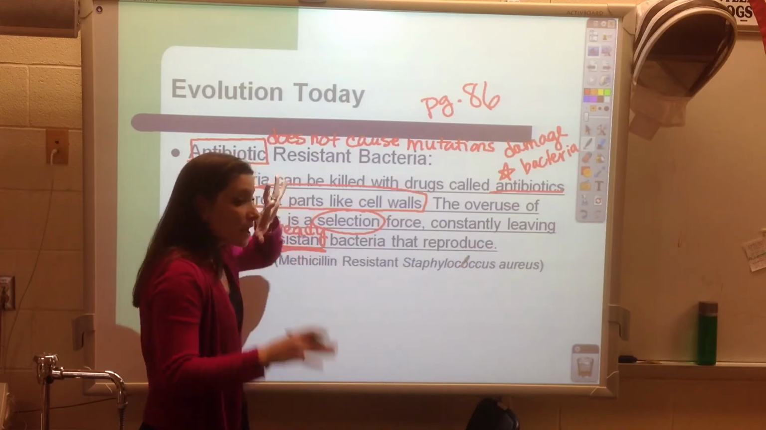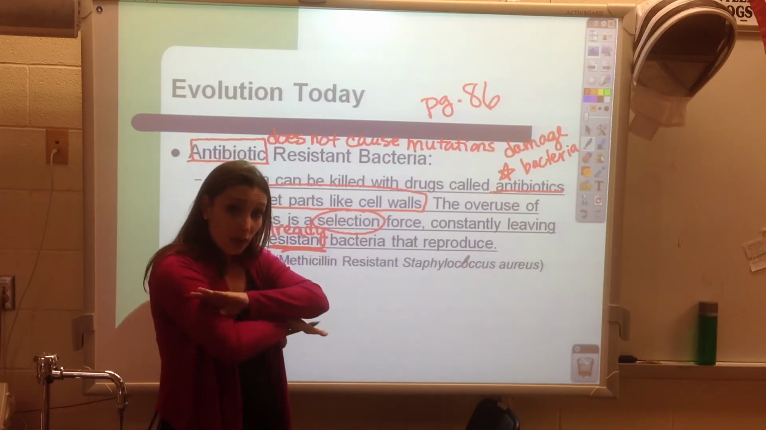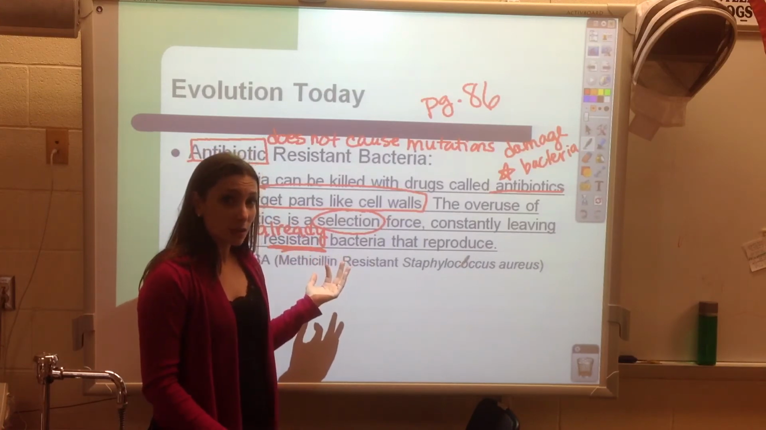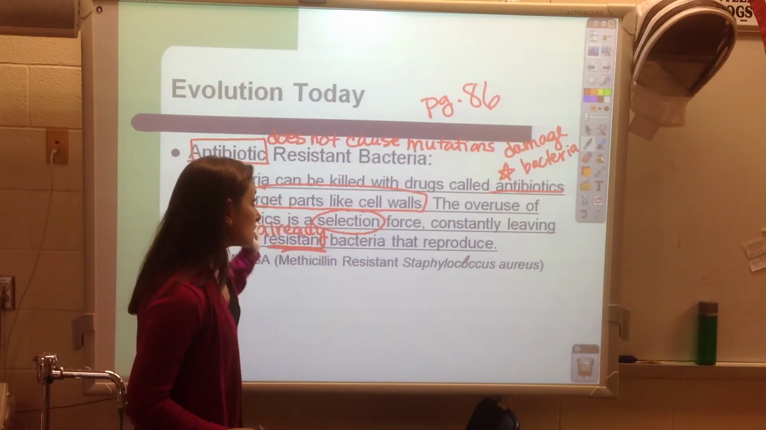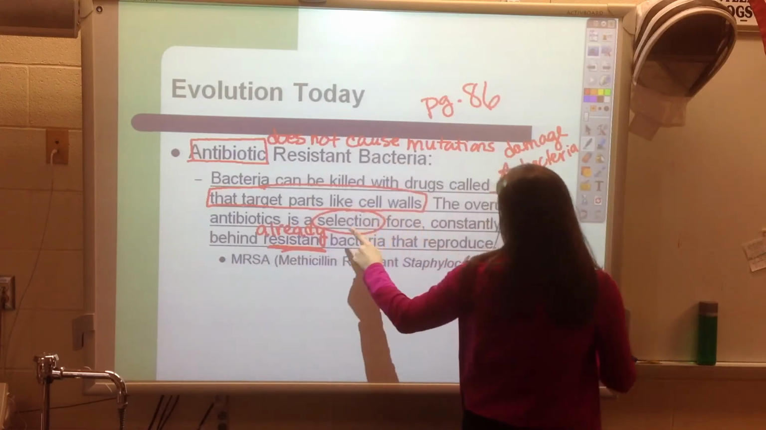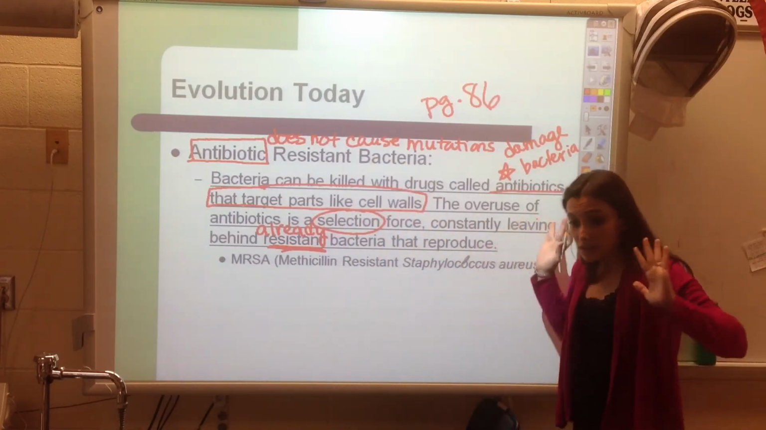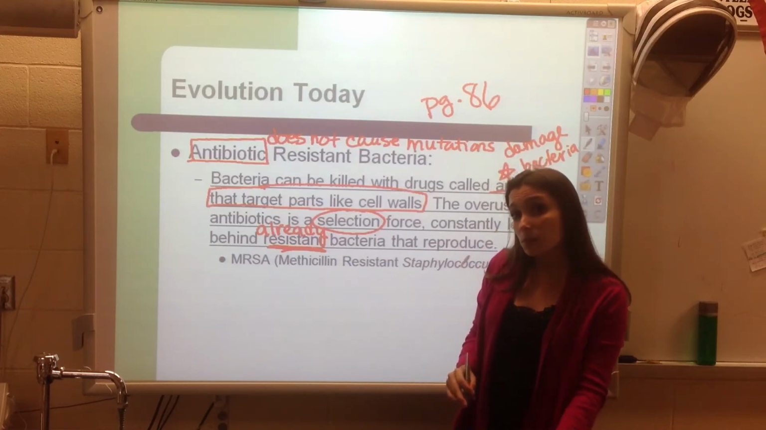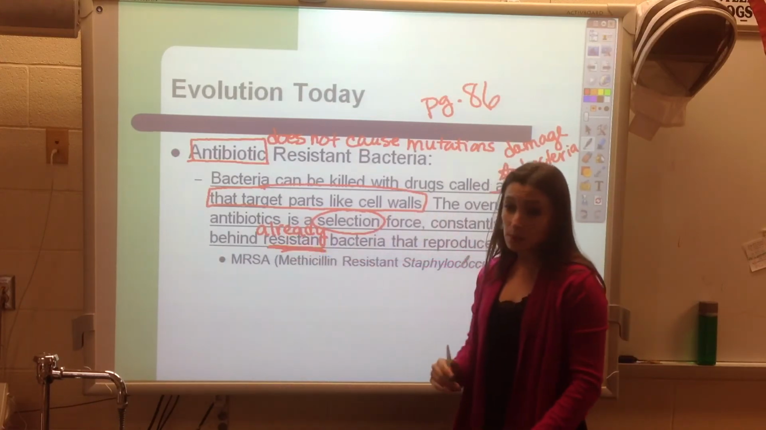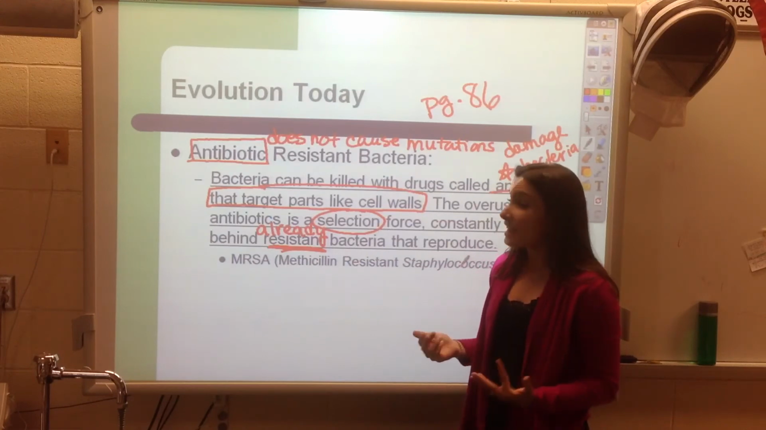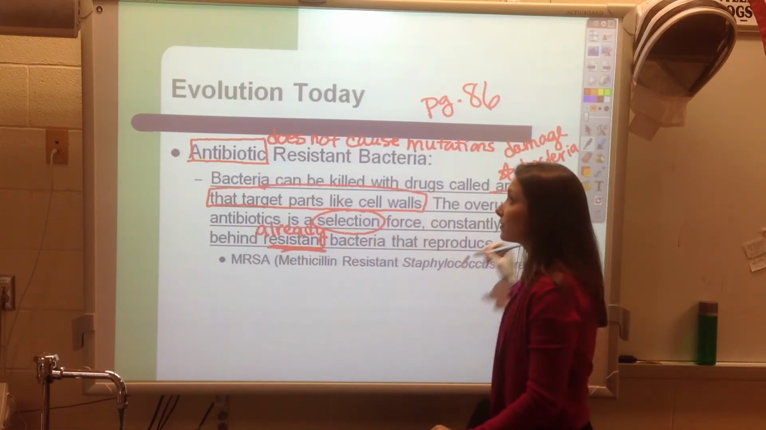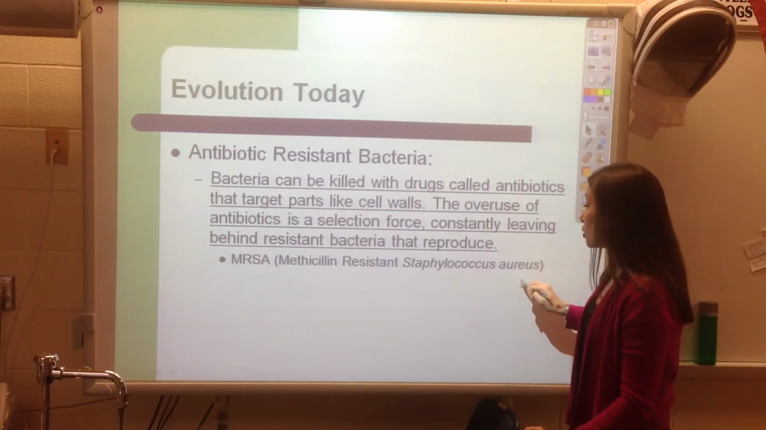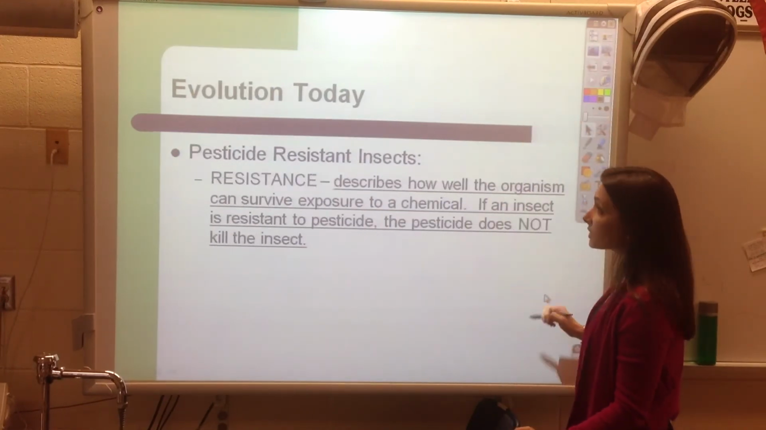But the minute that we apply that drug, it'll kill all the normal ones, but leave behind all the resistant ones. And so this is why the antibiotic is called a selection force, because it's forcing the, remember our word susceptible? It's forcing the susceptible ones to die and letting the resistant ones live. And so we do see antibiotic resistance as a huge problem in our hospitals.